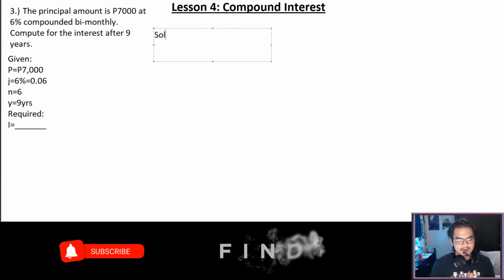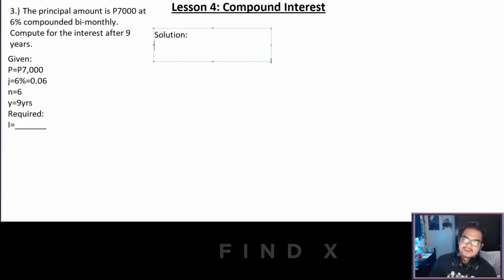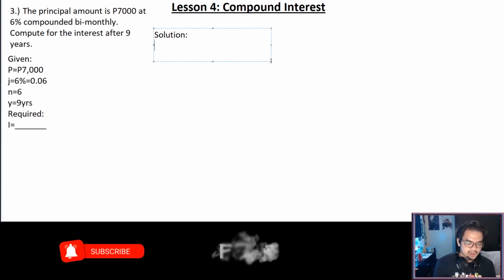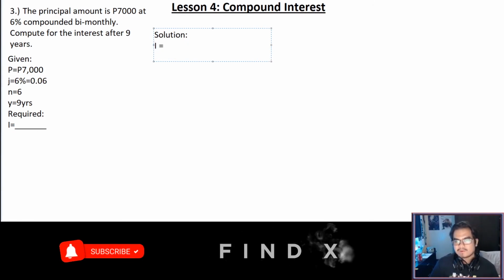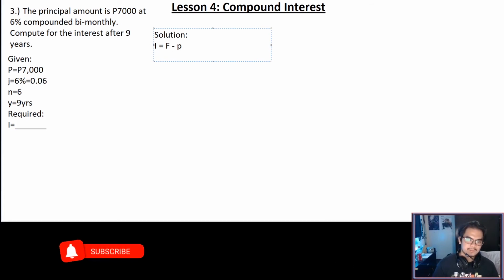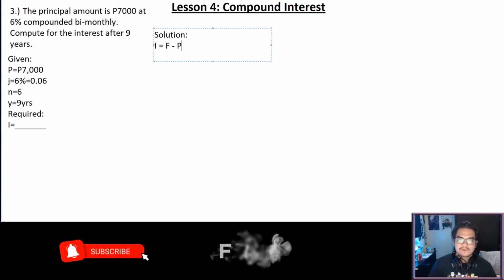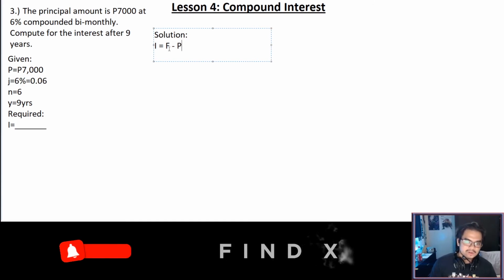So for the solution, remember from our first lesson that interest is just the difference of the future and the present worth. So that is F minus P, the difference of the future and the present worth. That's it. As long as you know this, you'll never get lost in solving this problem.